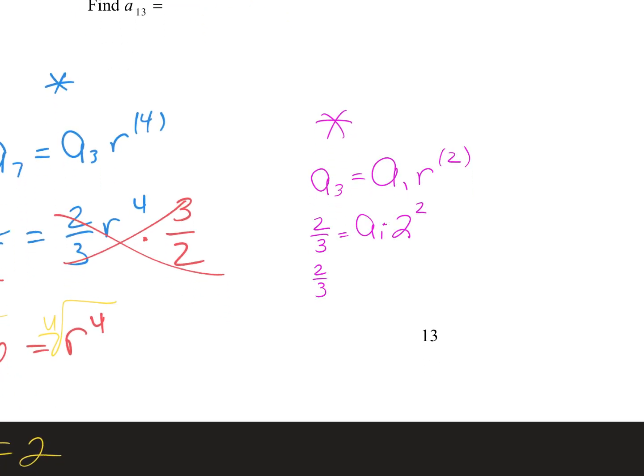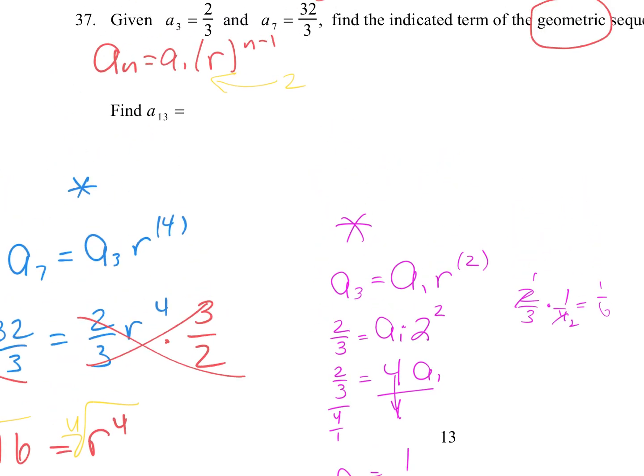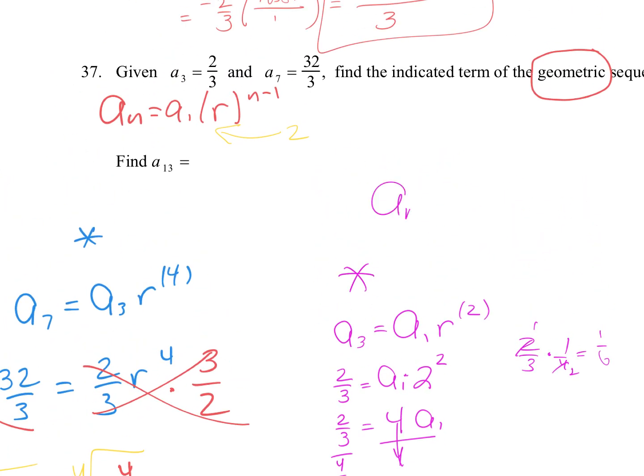So 2 over 3 equals 4 times A sub 1, right? How do you get the 4 to go to the other side? I'm going to divide both sides by 4. So A sub 1 equals, if I have 2/3 divided by 4 over 1, it's 2/3 times 1/4, correct? So this cancels, and my answer is, my first term is 1/6. So my rule is A sub n equals 1/6 times 2 to the n minus 1.